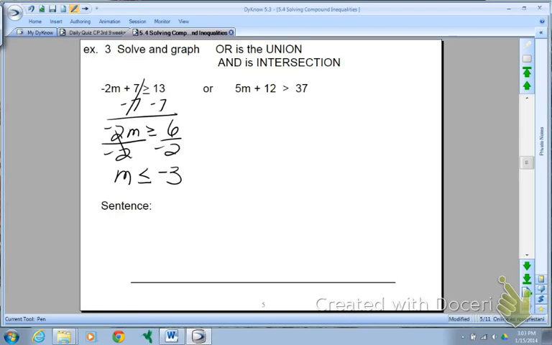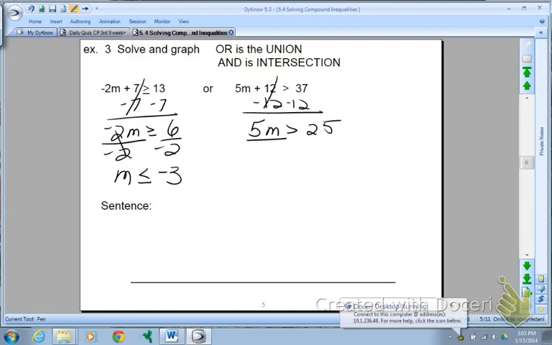Okay, let's solve the other equation. We're going to subtract 12 on both sides. So that's 5m is greater than 25. Divide by 5. So m is greater than 5. And make sure you bring down the or.